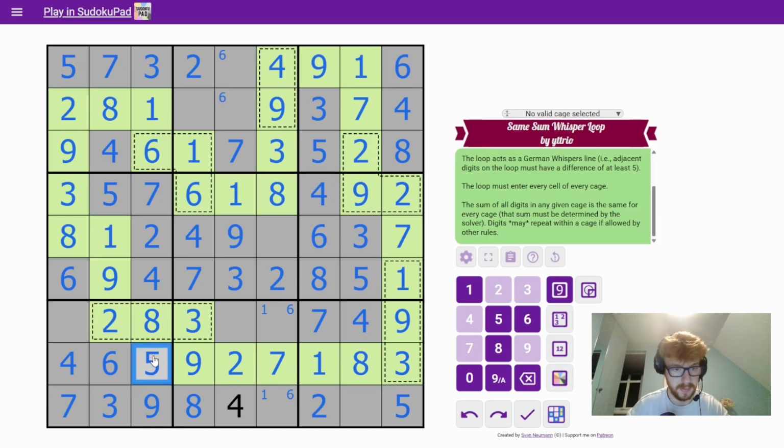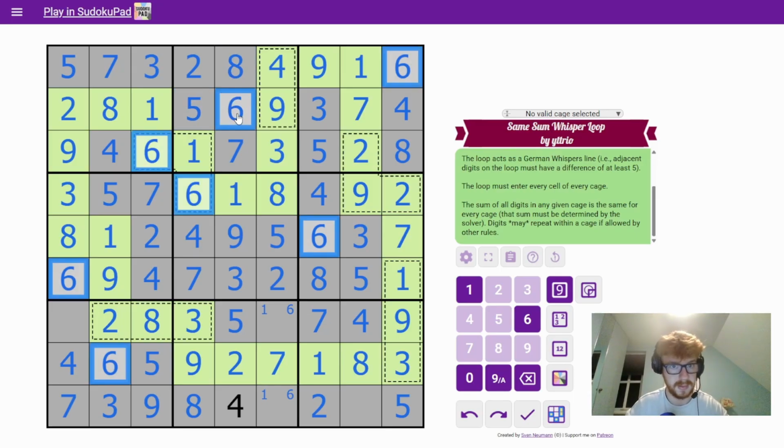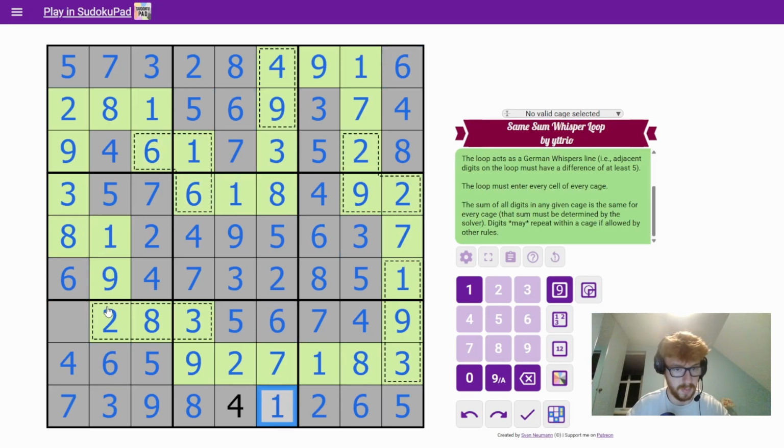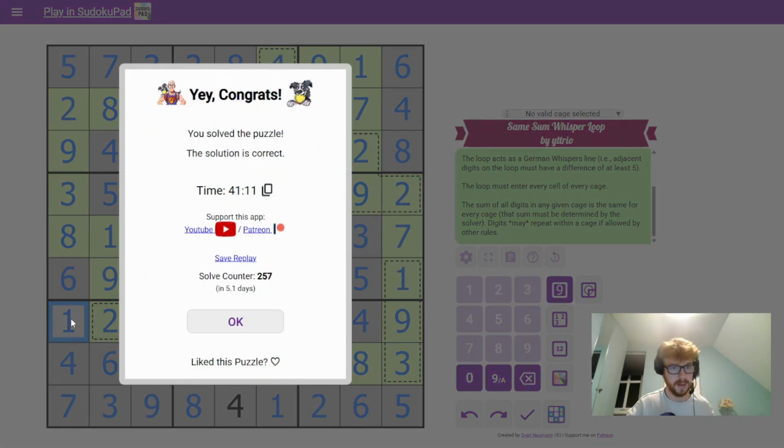5, 5, 5, 5. Then we're missing that must be 8 and 6. And that must be 6, 6, 1, and a 1. And that's the puzzle.